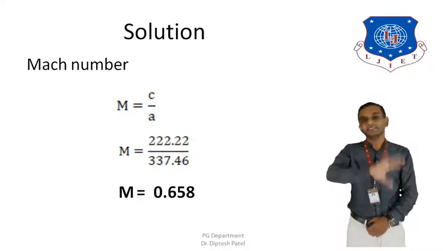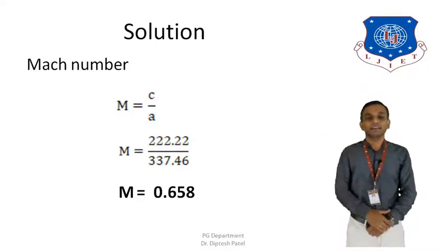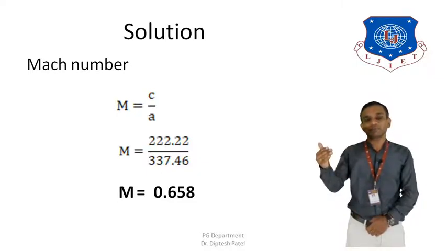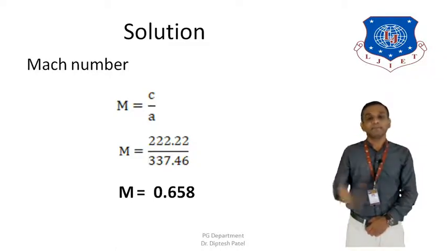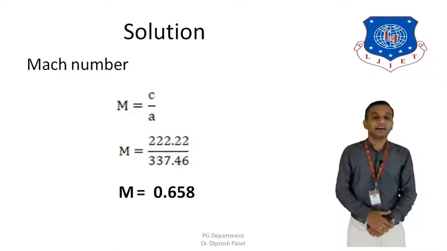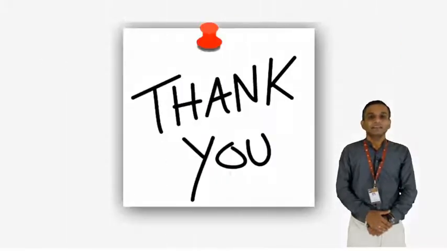So this is all for this numerical. In this numerical we have to find the values of three different things: static temperature, static pressure, and Mach number. If you can solve this numerical, you can get the 7 marks, and these kinds of numericals are even asked in exams.